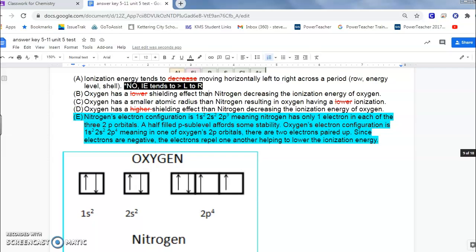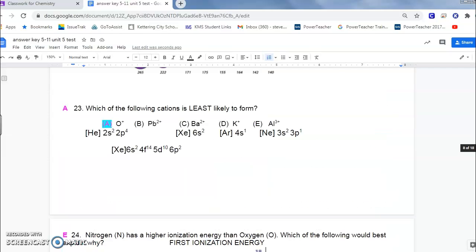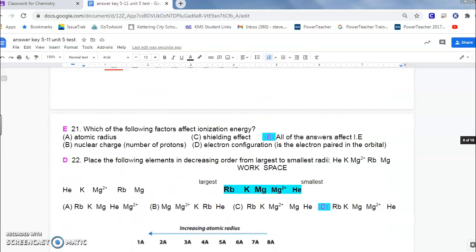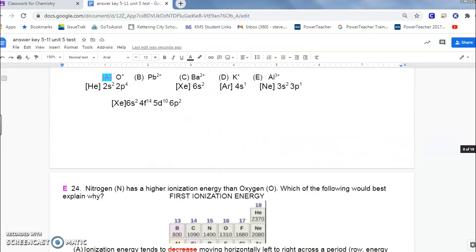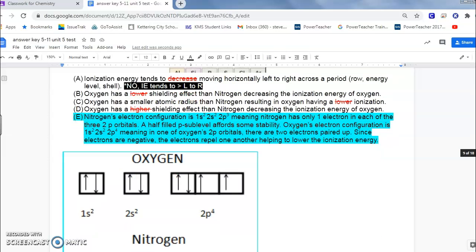If you remember, configuration has something to do with ionization energy, and we said we would get to that. One of our previous questions, 21, which affects ionization energy? The configurations can affect it. And this is a case where the configurations affect it.